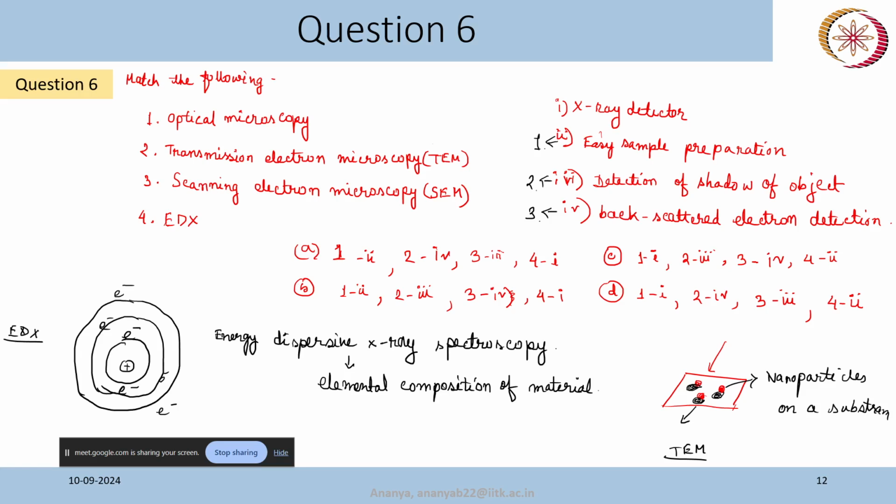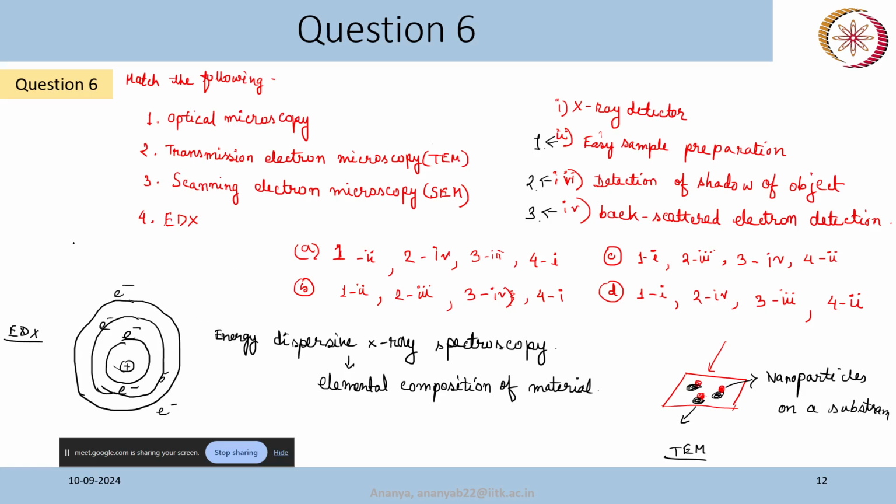So how is it done? When you do SEM, you also see how the electron will interact. The imaging is done due to the scattered electrons. EDX is done mainly from the X-ray, okay? The X-ray that is emitted.